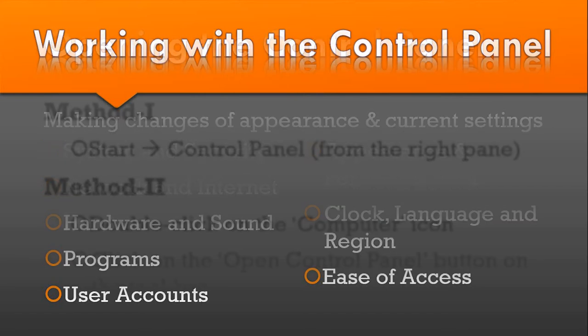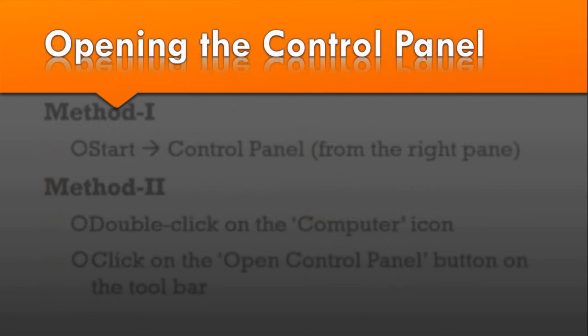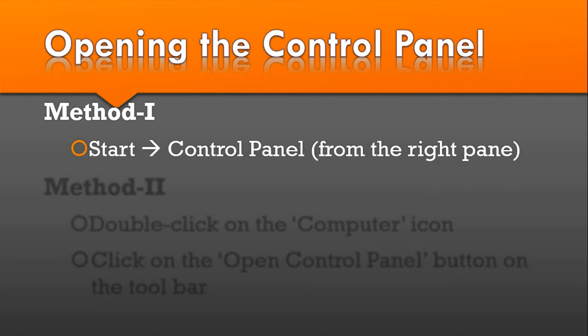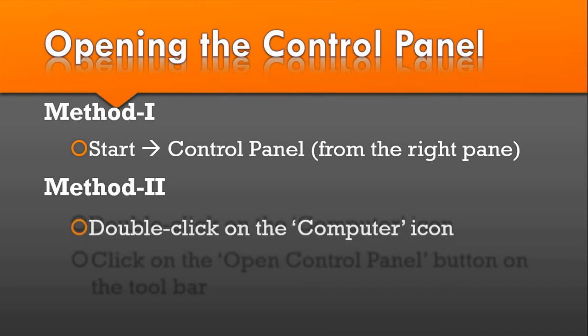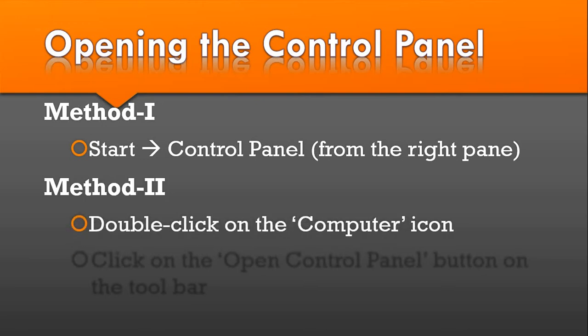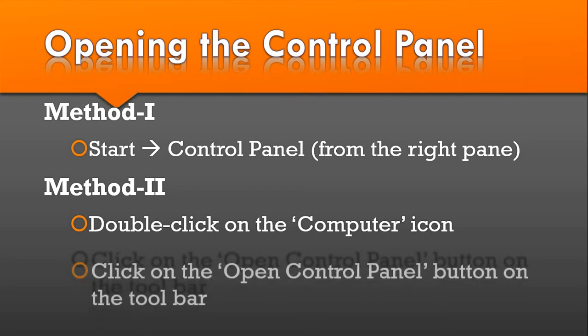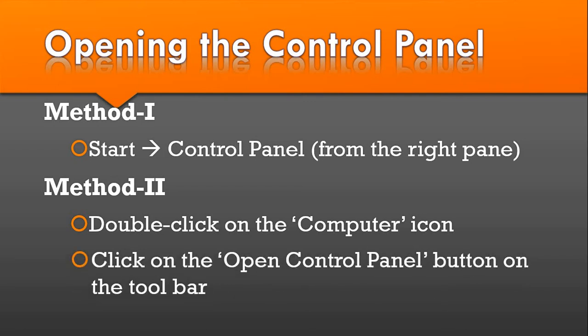Next is how to open the control panel. There are two ways to open the control panel. The first way is click on the Start button and select the control panel option from the right pane. The second way is double click on the computer icon on the desktop. It will open the Windows Explorer window. Here you need to click on the Open Control Panel button on the toolbar. These two ways will open the control panel window.